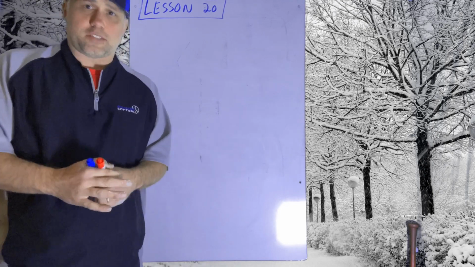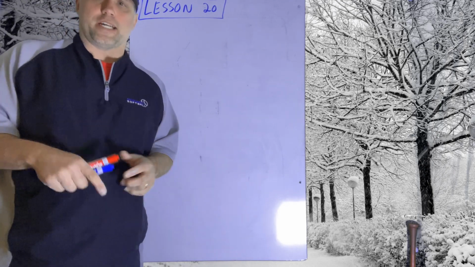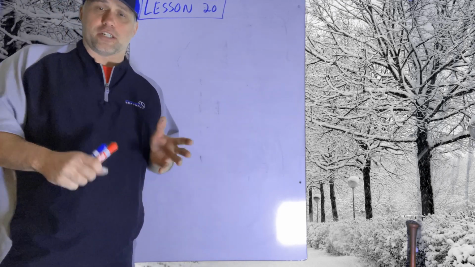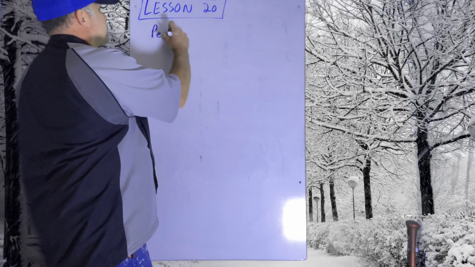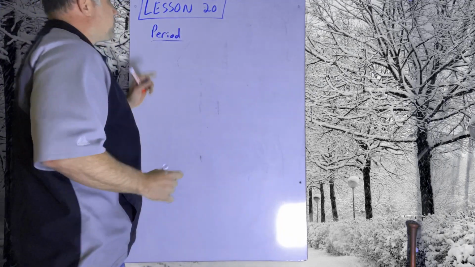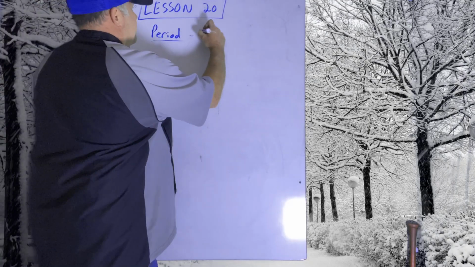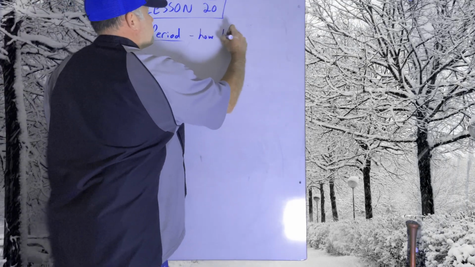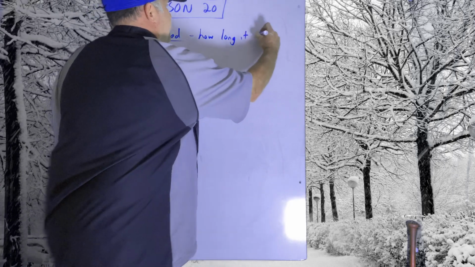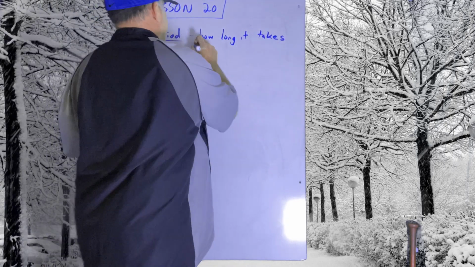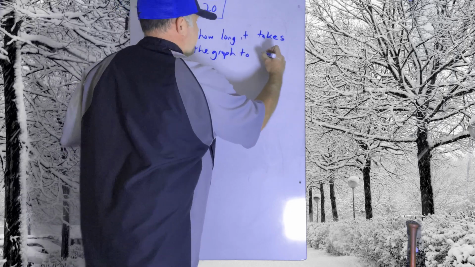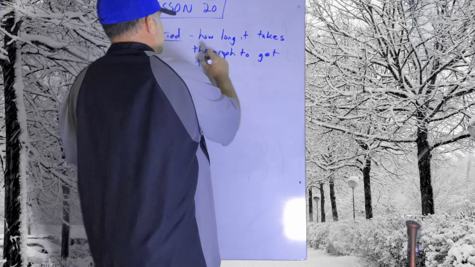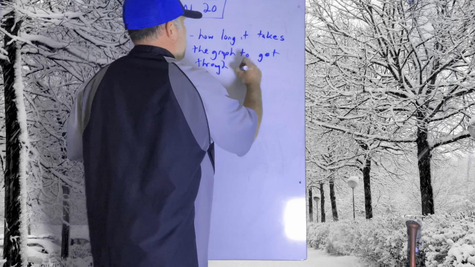In order to successfully graph a sine or cosine curve where the B value has been adjusted, you need to know something called the period of the graph. So here's another new definition for us. The period is how long it takes the graph to get through one cycle.